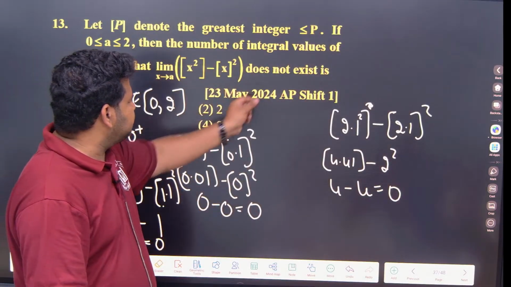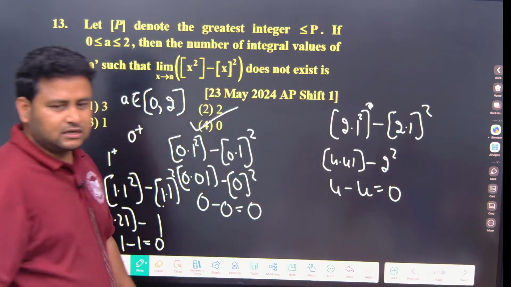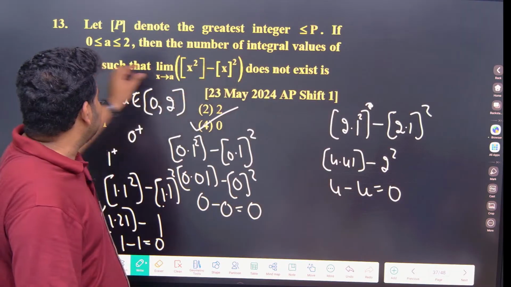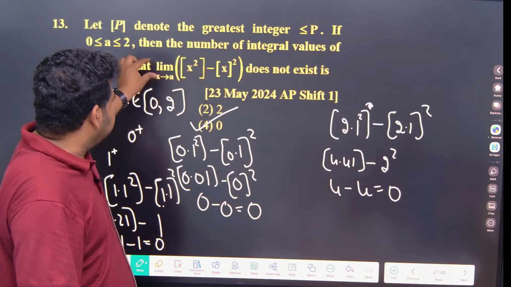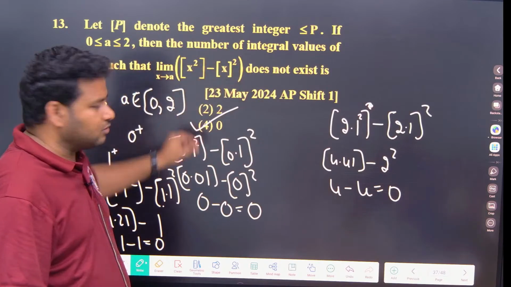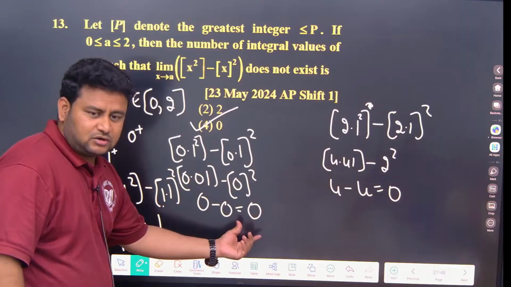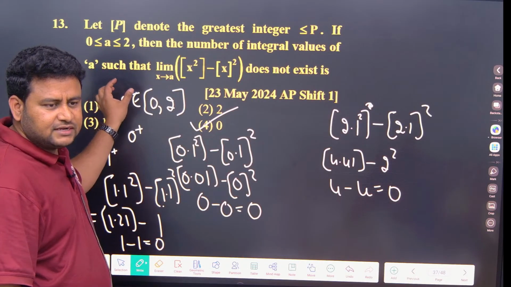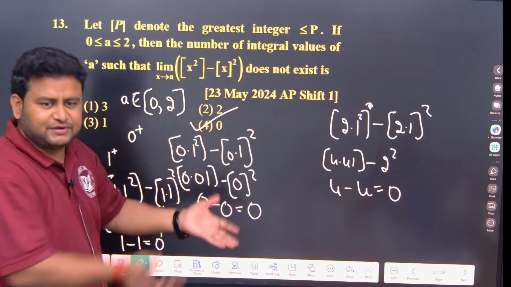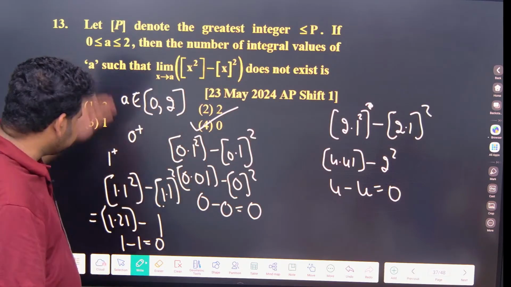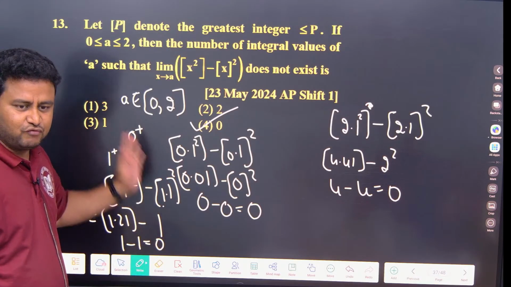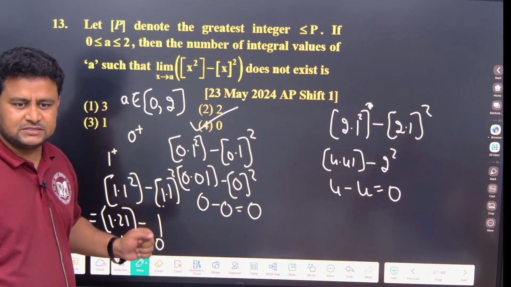Then the number of integral values of a such that the limit does not exist is what? 0. The value is not 0, I am telling, the number of integral values of a where it does not exist. It exists everywhere, because everywhere you are getting the same value. So don't worry about this 0. Suppose you are getting the same value 1, 1, 1, that means it is existing everywhere.